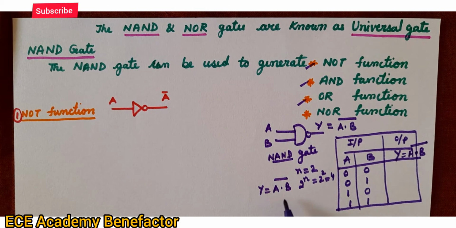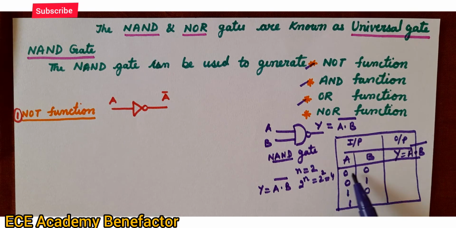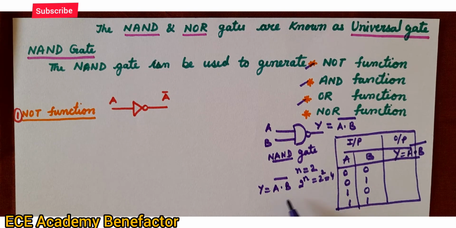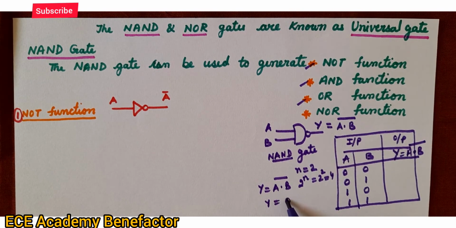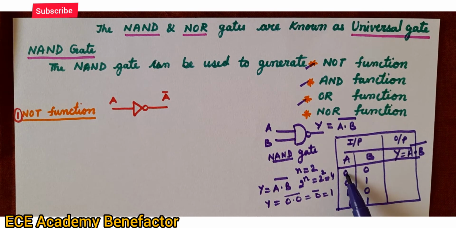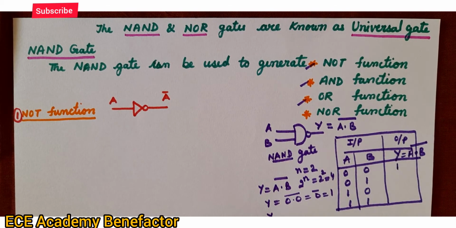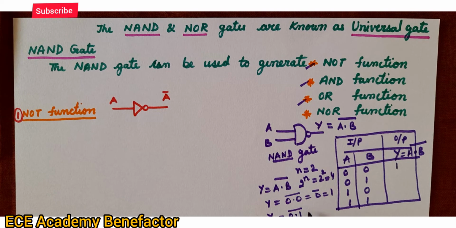So let us take when the inputs are 0 0. When the inputs are 0 0, output will be 0 dot 0 the whole bar is equal to 0 bar is equal to 1. So when the inputs are 0 0, the output Y is 1. When the input is 0 1, 0 dot 1 the whole bar, 0 dot 1 is 0. 0 bar is 1.